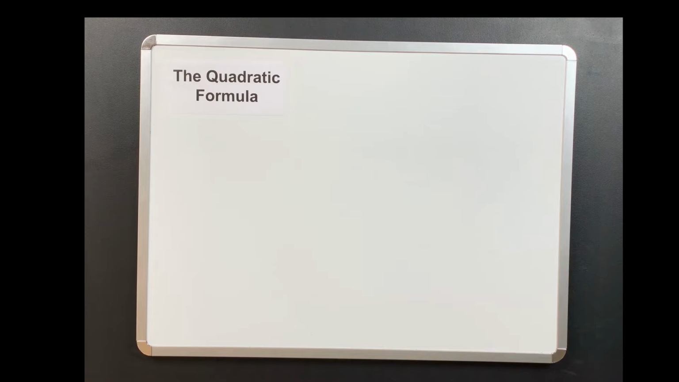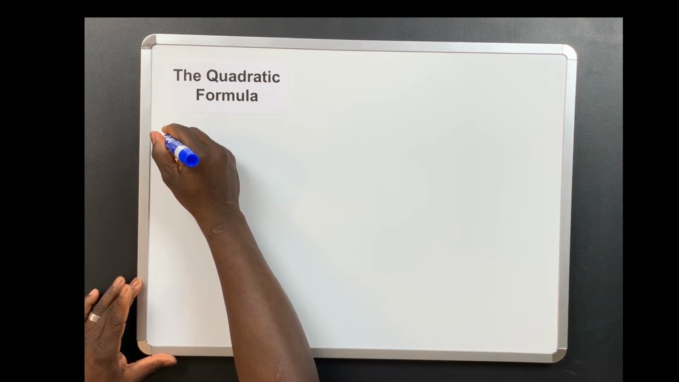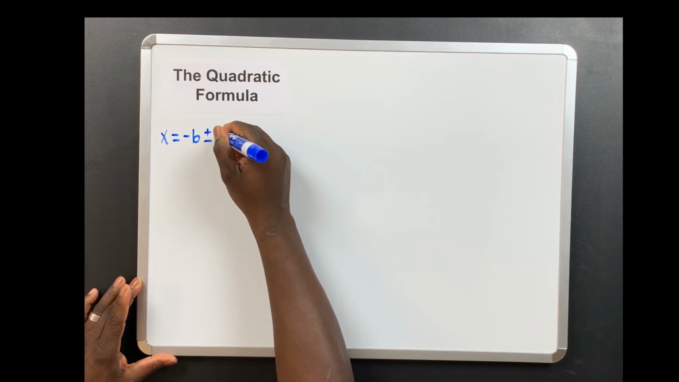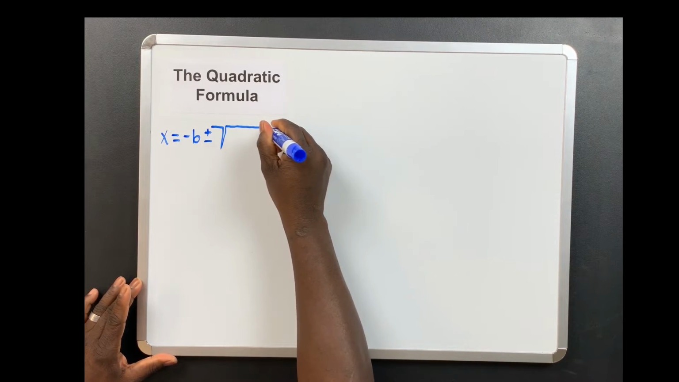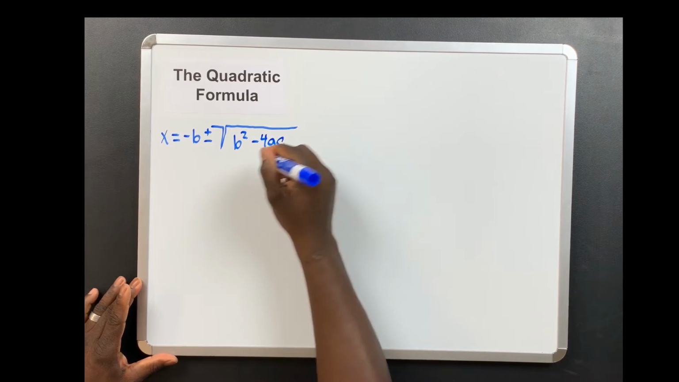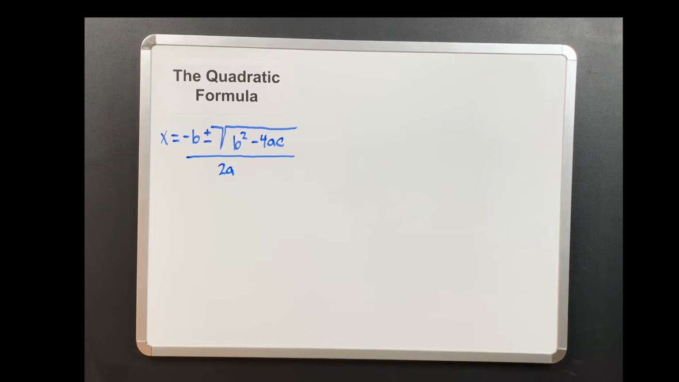All right, so first thing I want to begin with is stating the quadratic formula. The quadratic formula is known as x equals negative b plus and minus the square root of b squared minus 4 times a times c, and all of this divided by 2 times a. That is the quadratic formula. And we're going to use it to find two values of x.